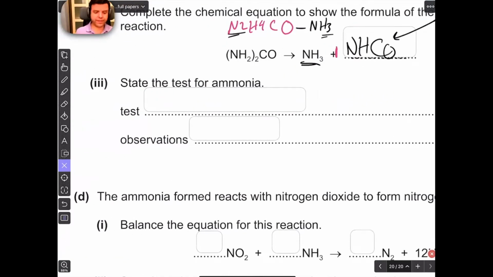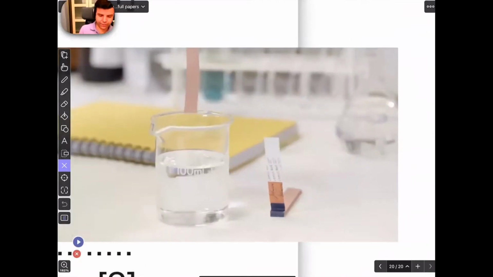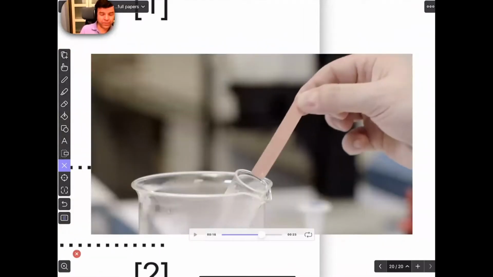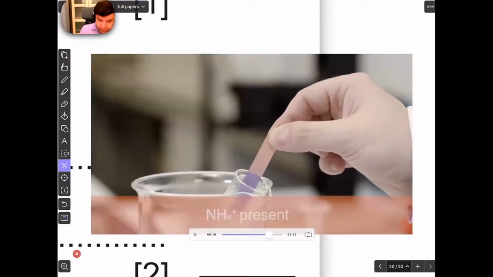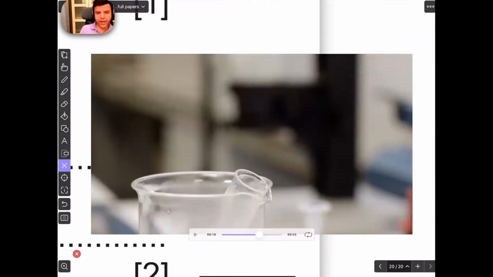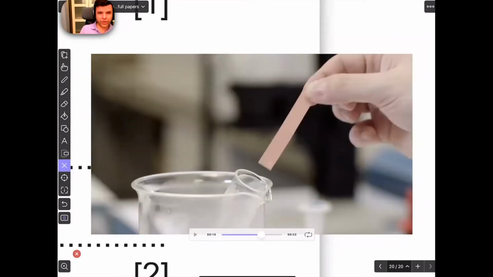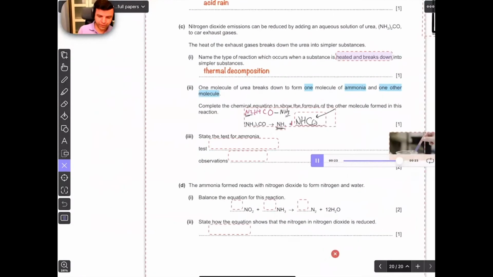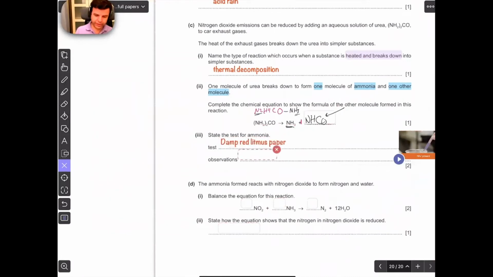Anyways, they said, state the test of ammonia. How do you actually test for ammonia gas? So what are you going to do with that litmus paper, Heidi? A damp red litmus paper turns blue. Very good. So damp that litmus paper in water, put it in the test tube, and it turns blue. Okay, 2 marks. Just write it here.